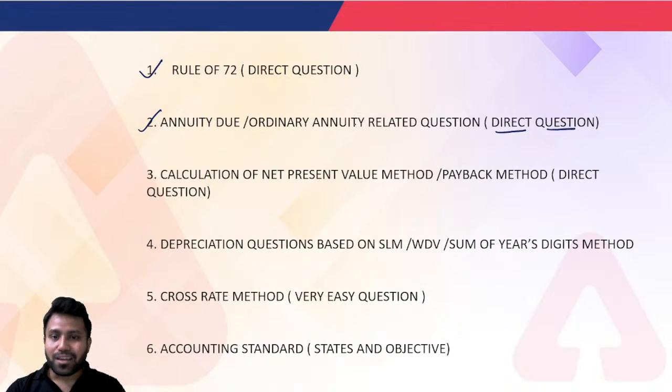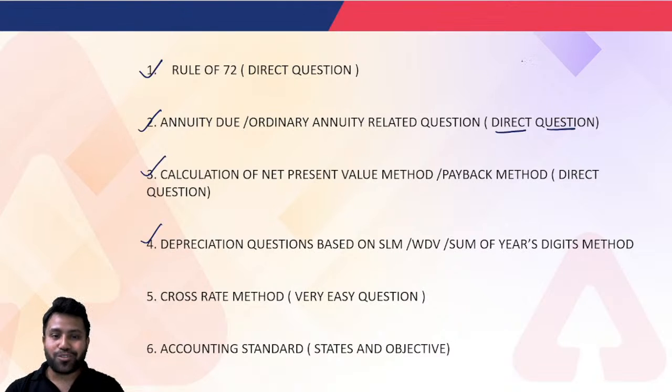Okay. Next is the calculation of the net present value method. As I always explain, to calculate the net present value, it is minus investment plus the present value of all future cash inflows. Based on that, a simple question appeared, okay. This question appeared for 2 marks, right? Next, fourth, is the depreciation question: straight line method based questions, written down value method questions, and sum of the digits method based questions. All types of method questions appeared in your examination, okay.